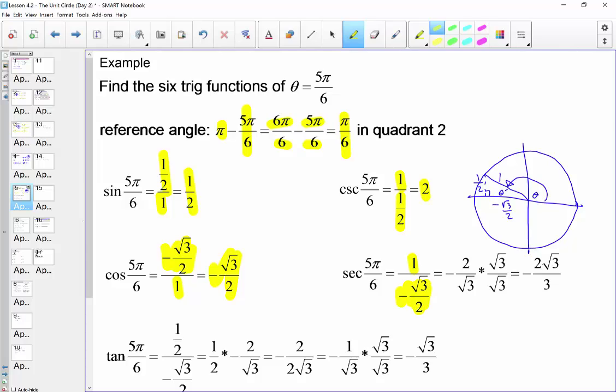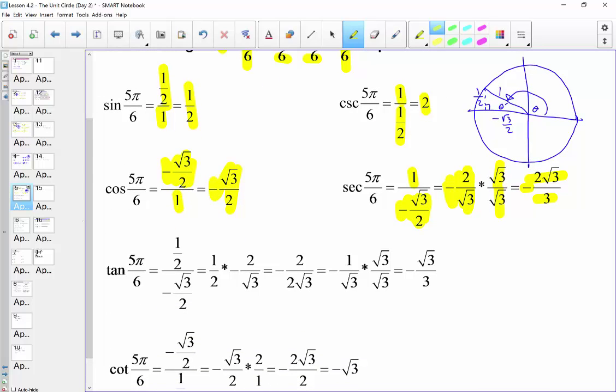Again, you could think of the secant of 5 pi over 6 as 1 over the cosine of 5 pi over 6. And the cosine of 5 pi over 6 was negative square root of 3 over 2. In order to simplify this, we need to multiply by the inverse of the denominator. So 1 times negative 2 over the square root of 3, which is here. And to get rid of the radical, we need to rationalize the denominator by multiplying the numerator and the denominator by the square root of 3 over the square root of 3. And we get negative 2 times the square root of 3 over 3.